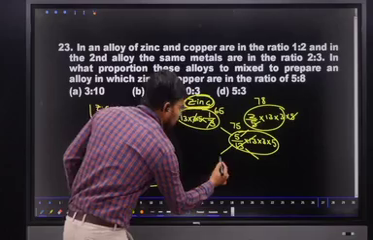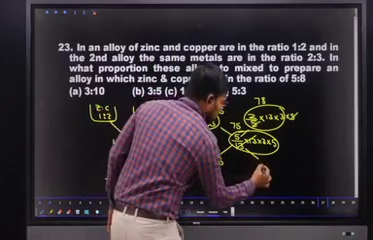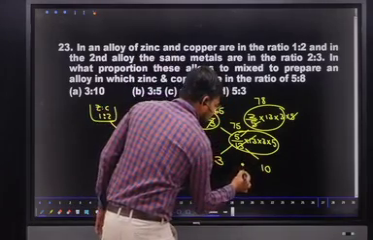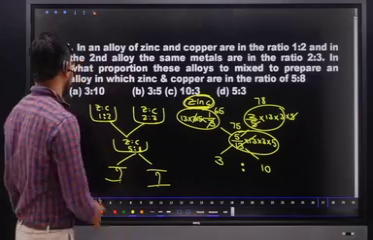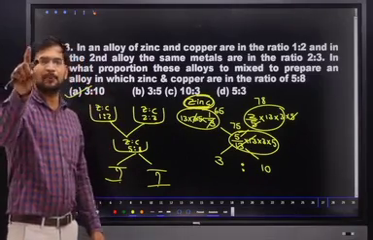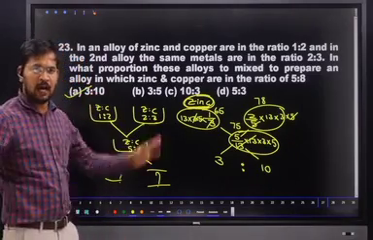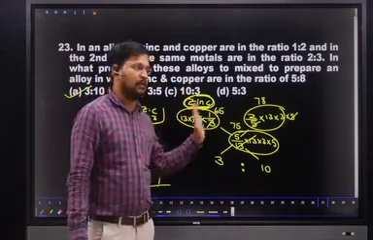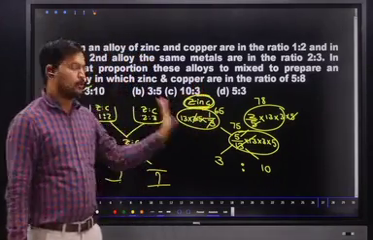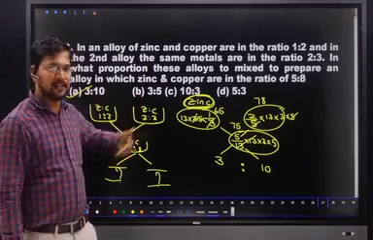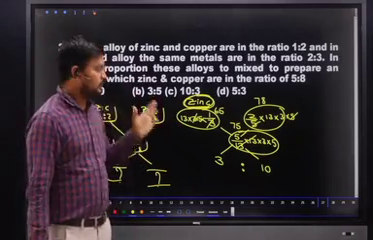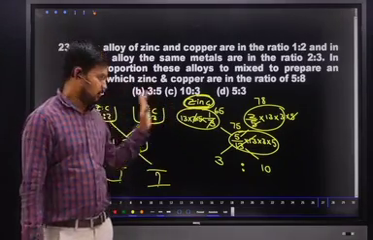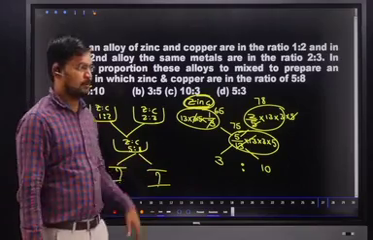The difference is how much? The difference is 3 parts. The other difference is how much? 10 parts. Therefore, the ratio is 3:10. Option A is the right answer. All of you clear? If you go based upon copper also, you'll get the same answer. Whenever they're asking based upon proportions like this, just try to solve like this. Just make a note of it.